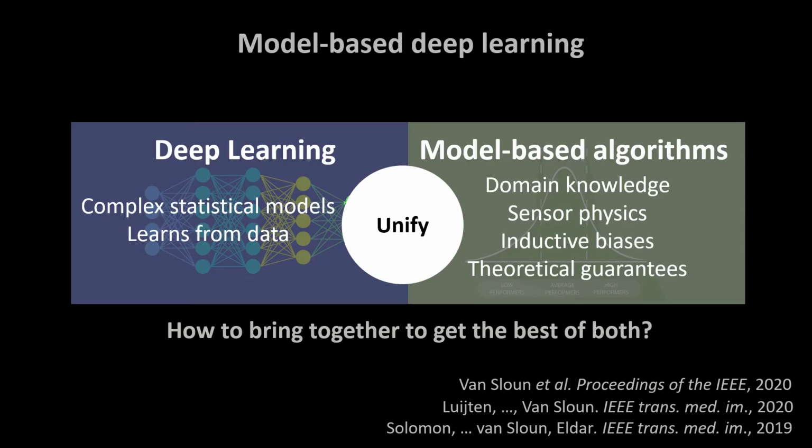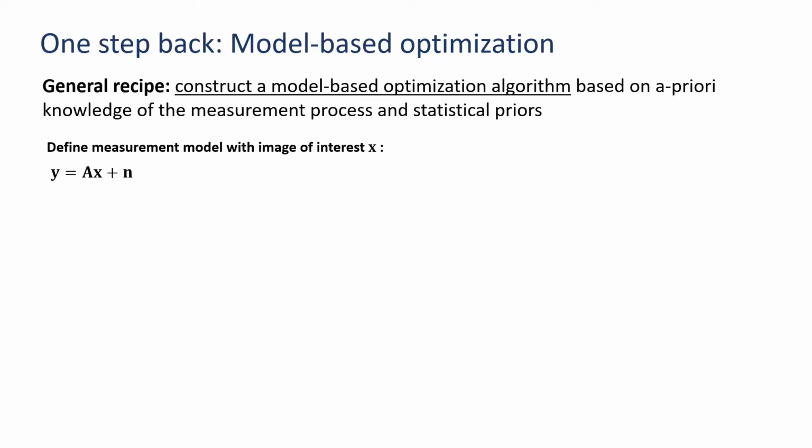So the question is, how do you bring deep learning and model-based algorithms together to get the best of both worlds? So to get complex statistical models that we can learn directly from data and unify them with domain knowledge, sensor physics, inductive biases, and theoretical guarantees that we would get from model-based algorithms. And so how do we bring these two together to get the best of both? Now, to do that, let's take one step back. Let's have a look at model-based optimization.